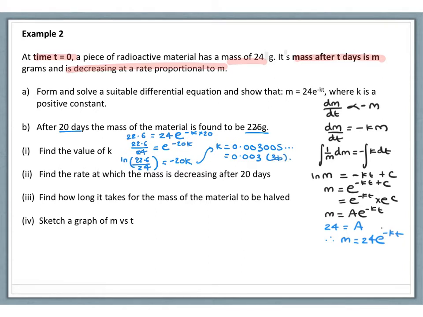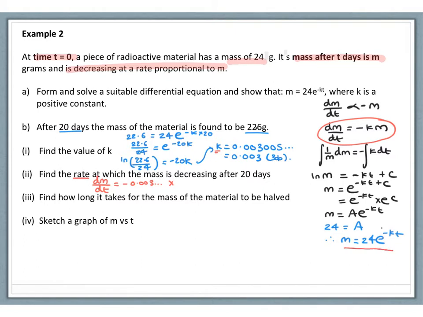Part 2. Find the rate at which the mass is decreasing after 20 days. Now, rate means it wants us to calculate dm by dt, not m, because it's the rate of change. So we have the relationship over here, dm by dt equals negative km, and we now know the value of k over here. So dm by dt is equal to negative 0.003 ... multiplied by the value of m. Now, how do we find the value of m? We use this result over here.